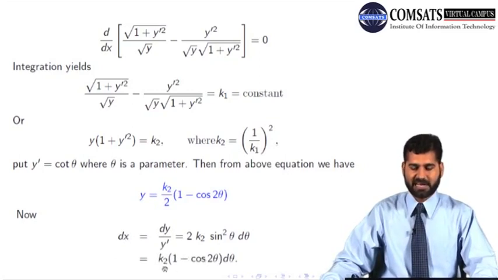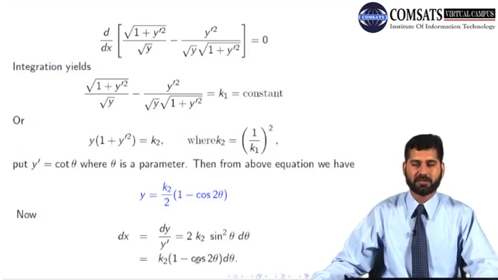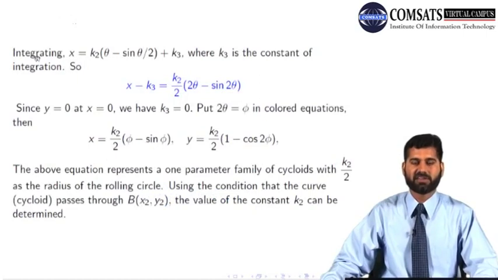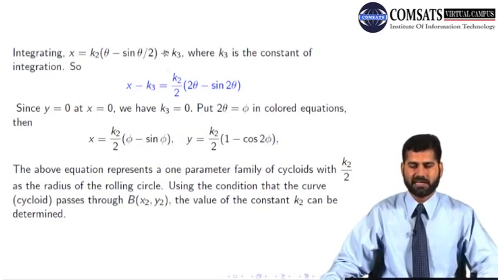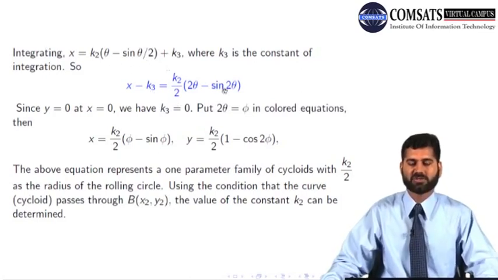By integrating, I will get k2 times 1 becomes theta, and minus cos 2 theta becomes sine 2 theta by 2. So this is what I got. By integrating, I got x is equal to k2 theta minus sine 2 theta by 2, and another constant of integration, which is k3. It's another constant of integration. So x minus k3 is equal to this. I brought this k3 to the left. So x minus k3 is equal to k2 by 2 times 2 theta minus sine 2 theta.